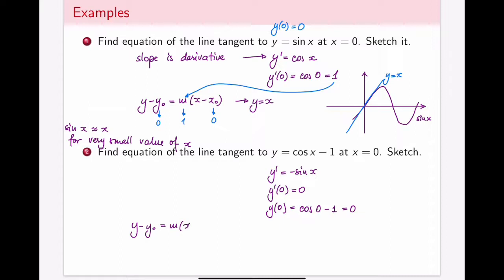I take my point slope form of a line, and I'm going to plug in all the information that I found. So my slope is equal to 0, my x is equal to 0, and my y is equal to 0. Well, this is a pretty exciting equation, don't you think? y is equal to 0. Let's see if we can sketch this and figure out if this matches our visual intuition.